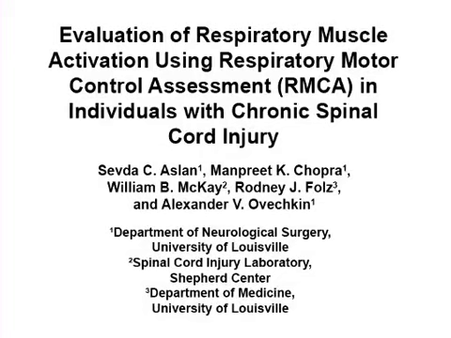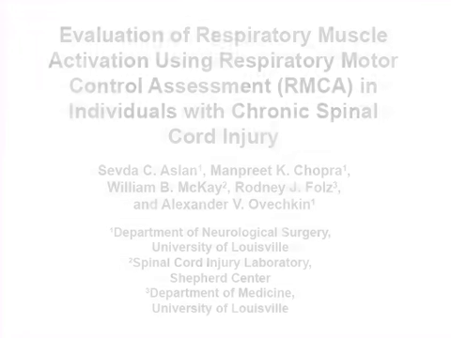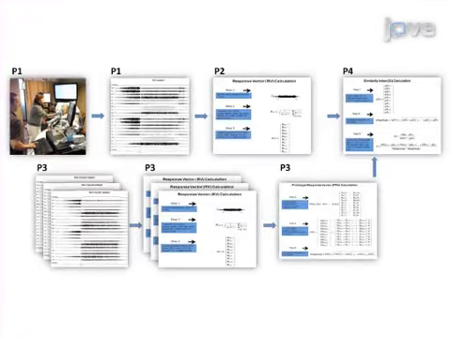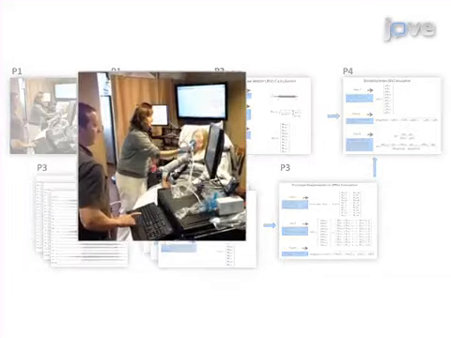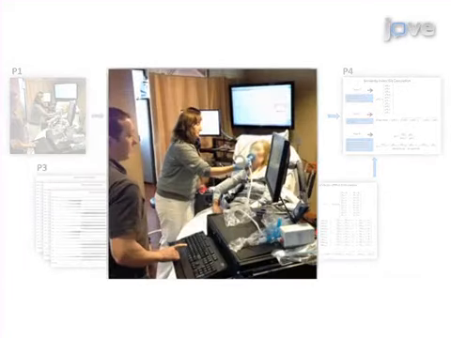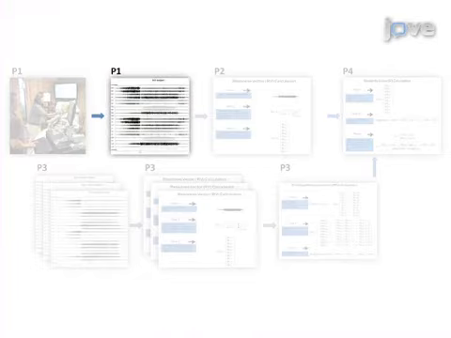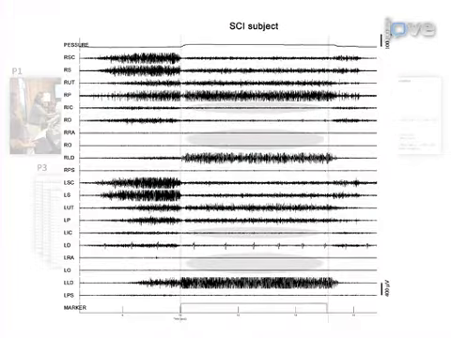The overall goal of this procedure is to quantitatively evaluate the respiratory muscle activation patterns in individuals with spinal cord injury through comparison with normative values obtained from healthy subjects. This is achieved by recording of electromyographic, or EMG, activity of respiratory muscles in individuals with spinal cord injury during respiratory tasks to calculate the amount of such activity for each muscle.